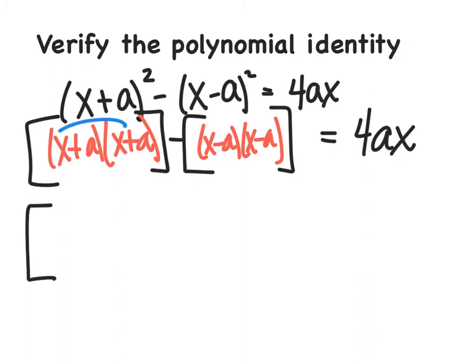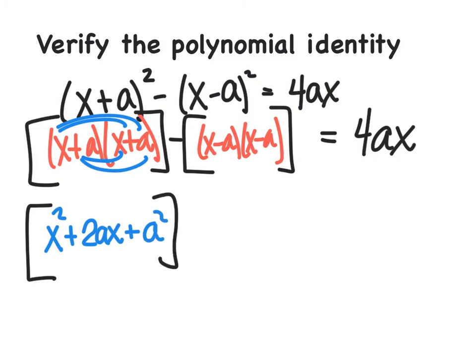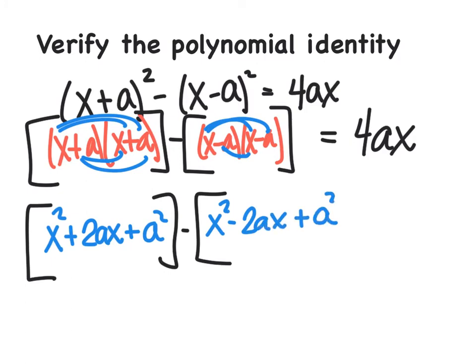So that's x squared plus ax plus ax plus a squared. So x squared plus, hopefully you're getting 2ax plus a squared, minus, I'm going to multiply this out. So that's x squared minus ax minus ax. So that's x squared minus 2ax. Now I'm going to get a plus a squared because I have a negative times a negative. And again, hopefully I get a 4ax.